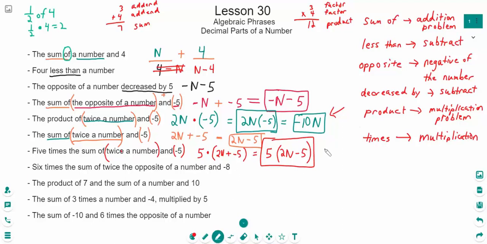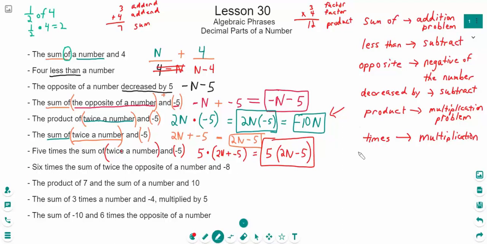Okay? Excellent. All right, so this next one, I want you to go ahead and try this one on your own first. Pause the video, give it a try, and then we'll do it together and see how you did. All right, so we're talking about 6 times the sum of twice the opposite of a number and negative 8. Wow. All right, that is a mouthful. So let's break that down.